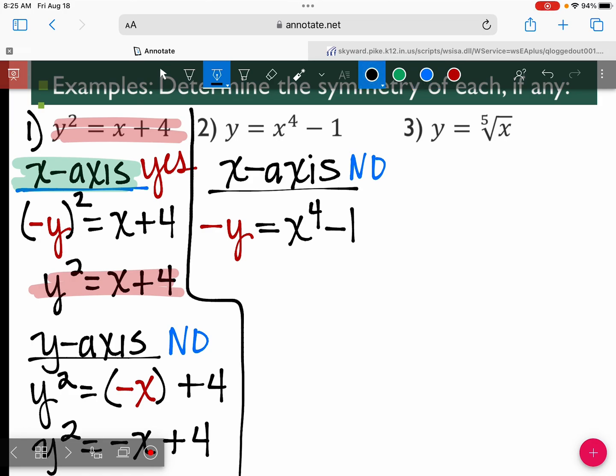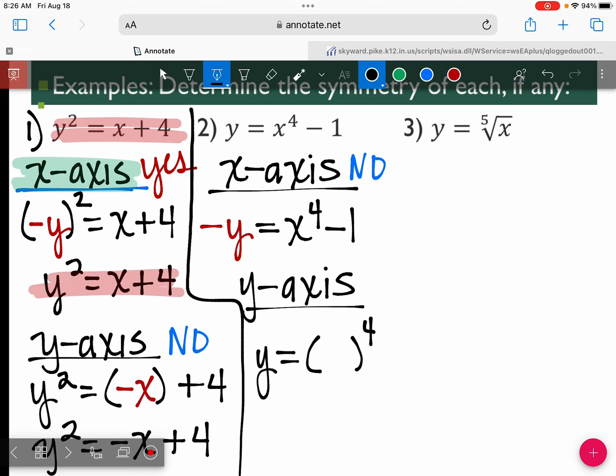Now let's check for y-axis. So for y-axis, I have y equals, then I'm going to put a negative x here. So if I take that and raise it to the power of 4, is that going to make that x positive again, or will it stay negative? It's going to make it positive.